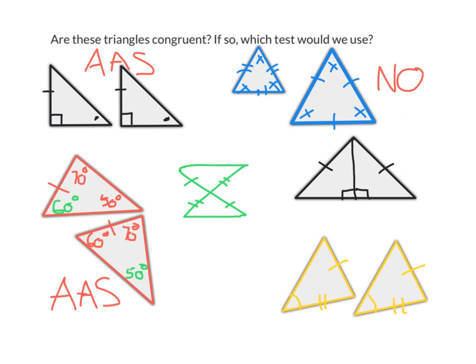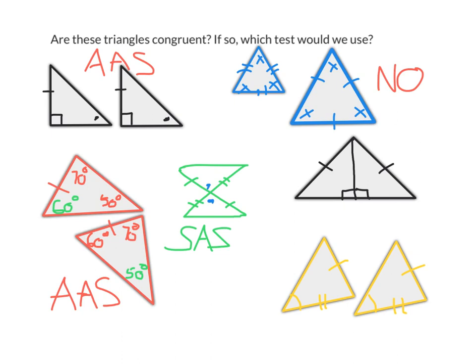But what you know from the first slide is that these two angles here are equal because they are vertically opposite. So what I have is two pairs of equal sides, and the angle between them is equal. So this is an example of the SAS test. This triangle and this triangle would be congruent by the SAS test.